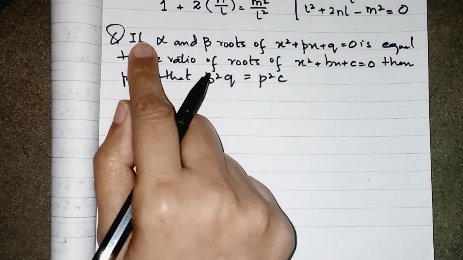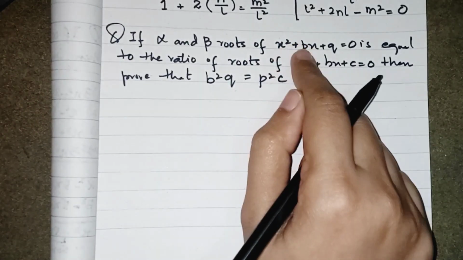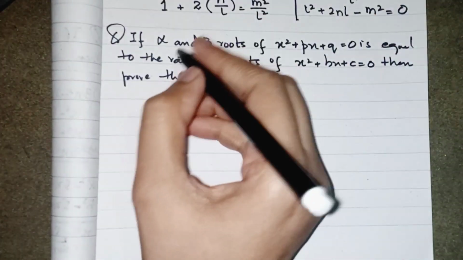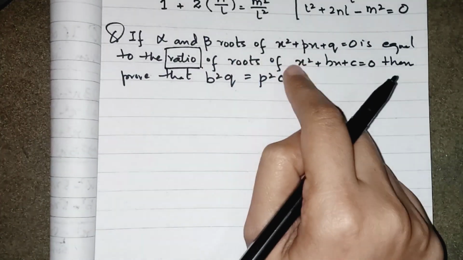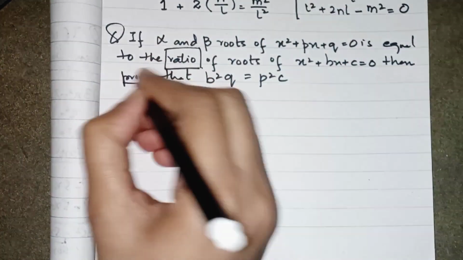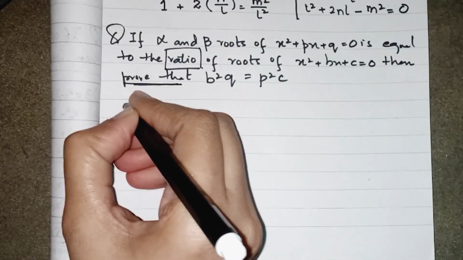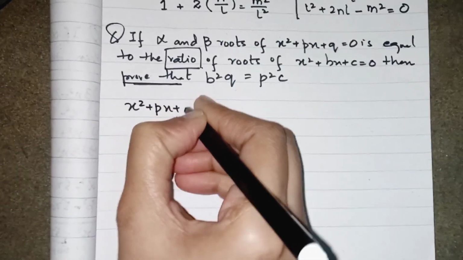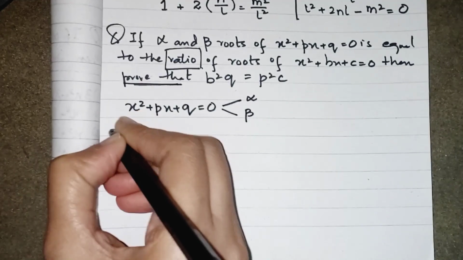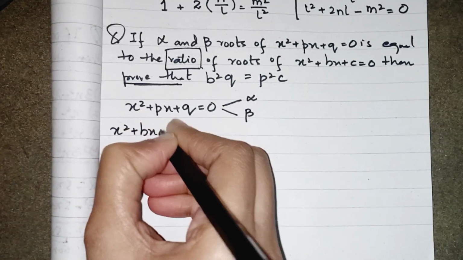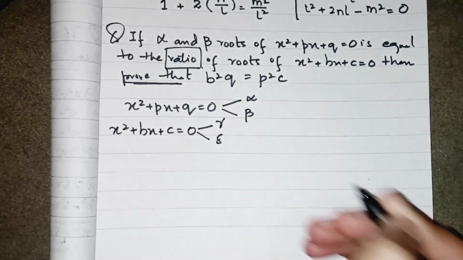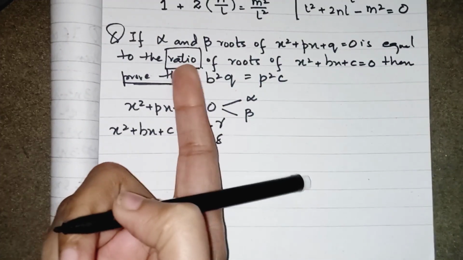Now the next question is, if alpha and beta are roots of x square plus px plus q equals to 0, and the ratio of roots of x square plus bx plus c equals to 0 is the same, then we have to prove. So first of all, we have an equation which is x square plus px plus q equals to 0. Their roots are alpha and beta. And another equation is x square plus bx plus c equals to 0, and their roots were not given, so let's consider them gamma and delta. So now what's the condition?